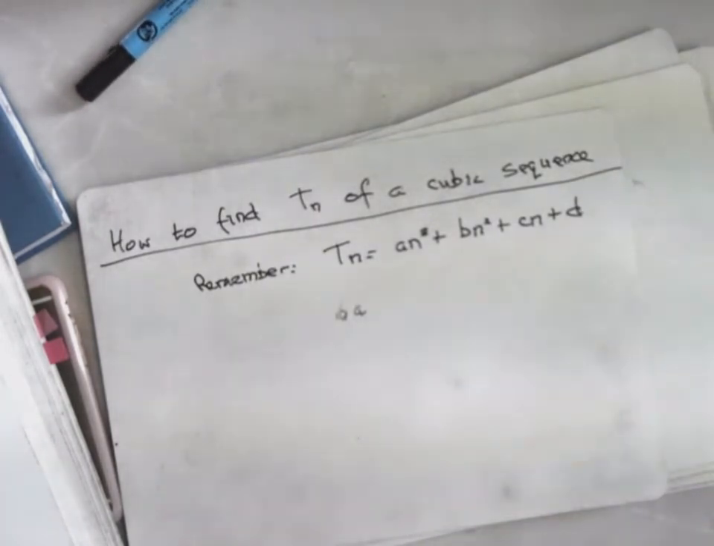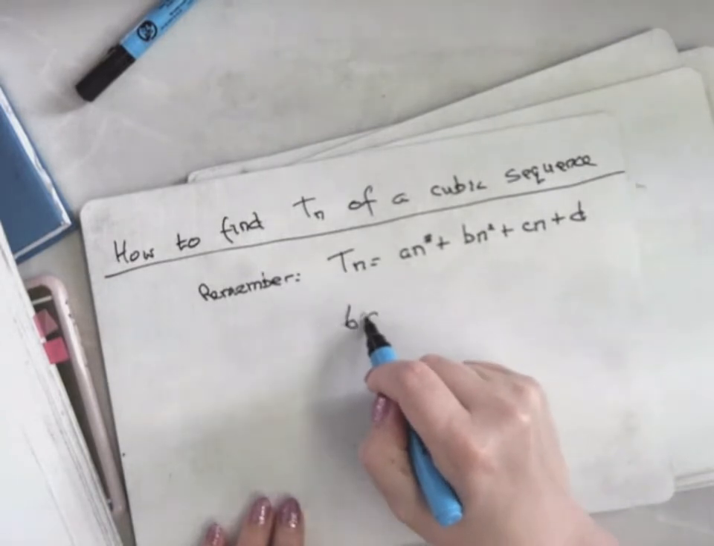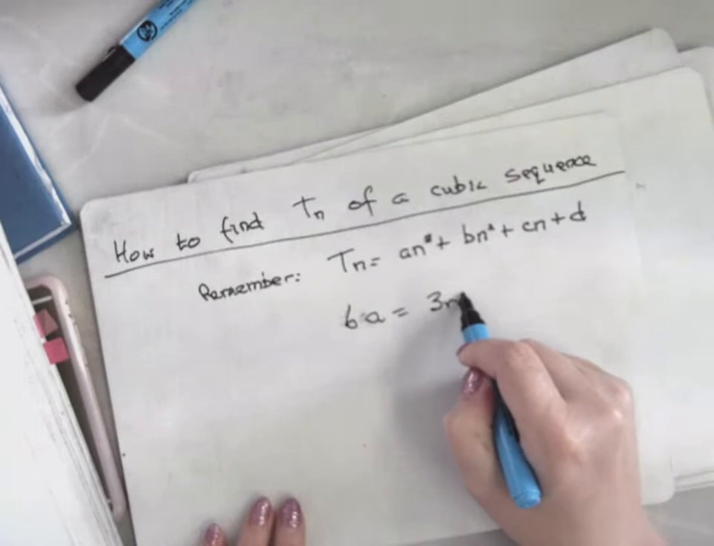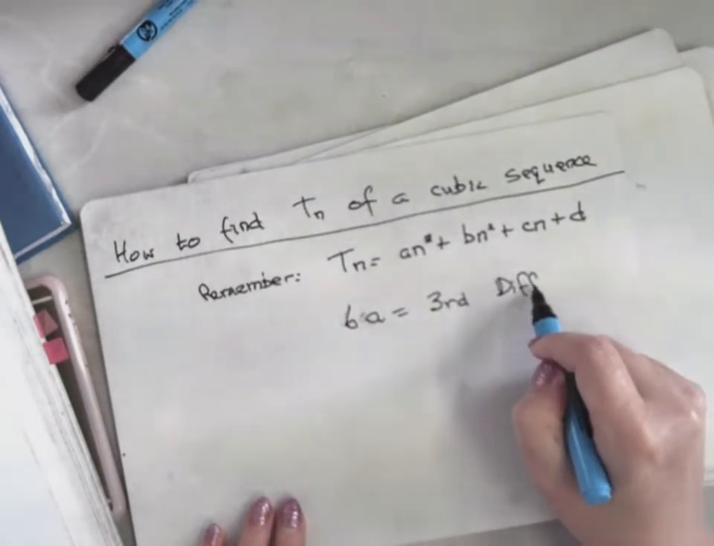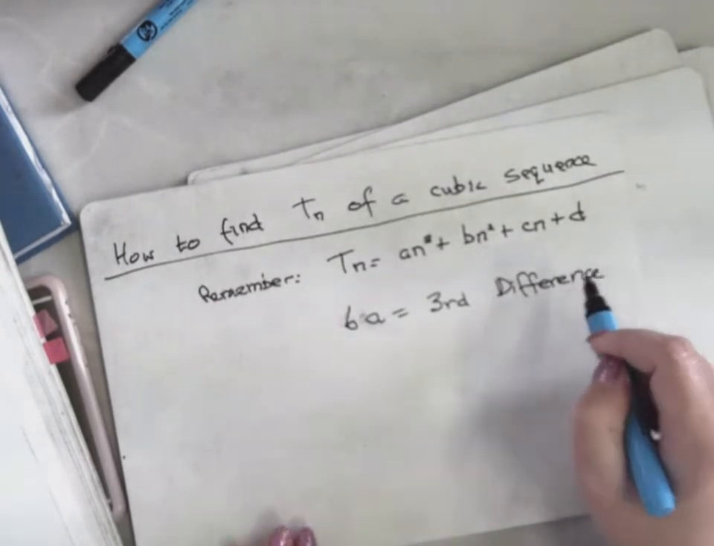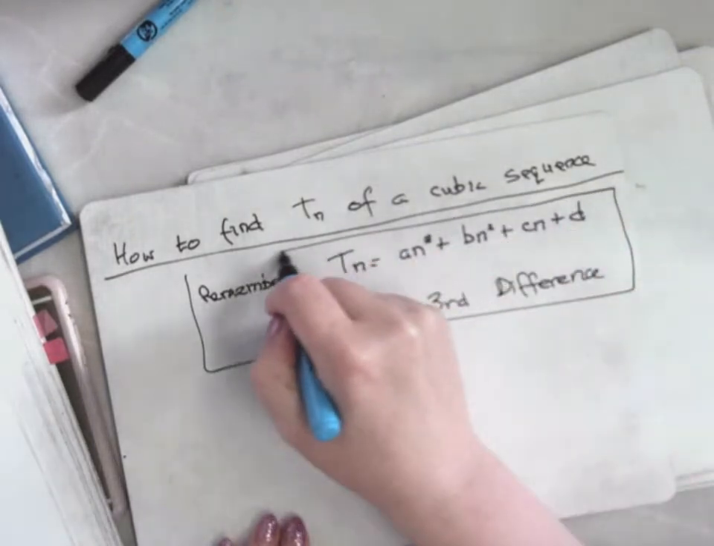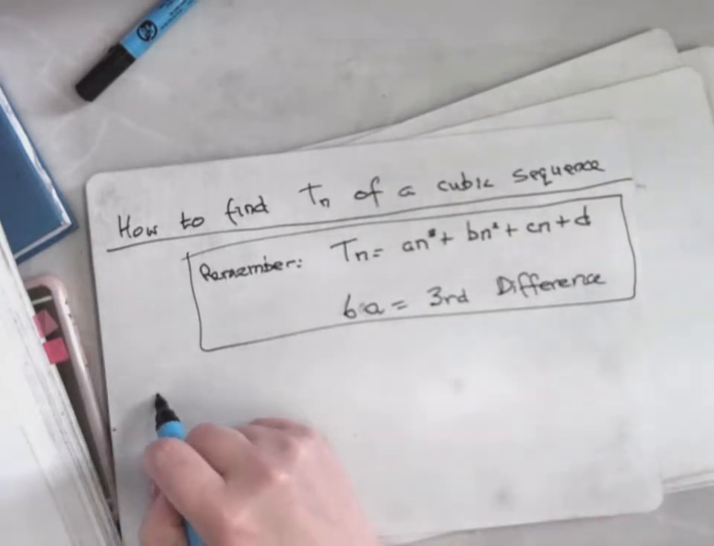So the second thing you need to remember for a cubic sequence is 6a is equal to the third difference. 2a was equal to the second difference for a quadratic, and 6a is equal to the third difference for a cubic. Again, it's not in the log tables, it needs to be in your head. So, example.